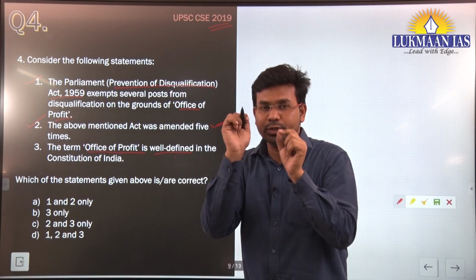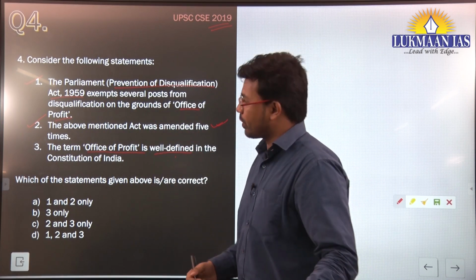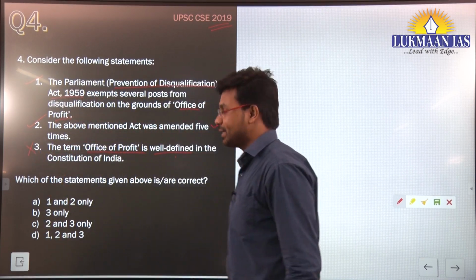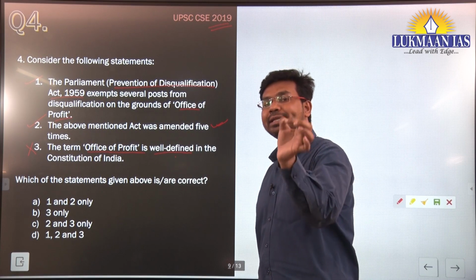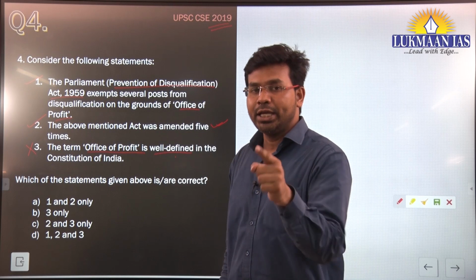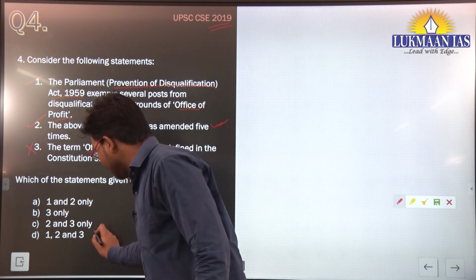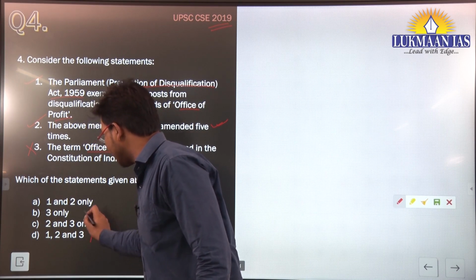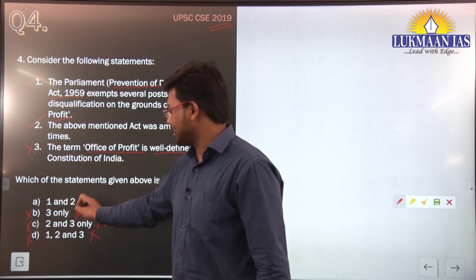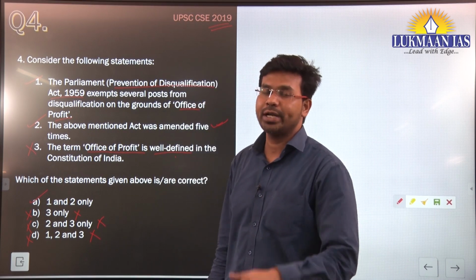The Constitution mentions office of profit, but it did not define what an office of profit is. So this statement is incorrect. If you know that the third statement is incorrect and you are sure about it, you will be able to answer this question. Third is incorrect, which means you can eliminate the options containing it. So B, C and D are eliminated, and you are left with the correct answer, option A, 1 and 2.